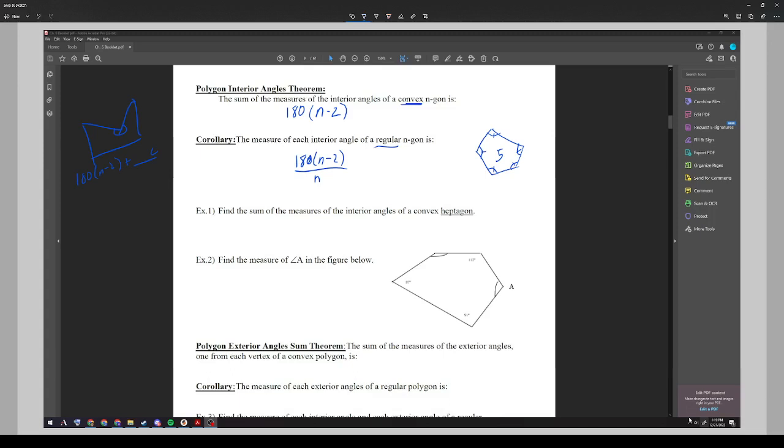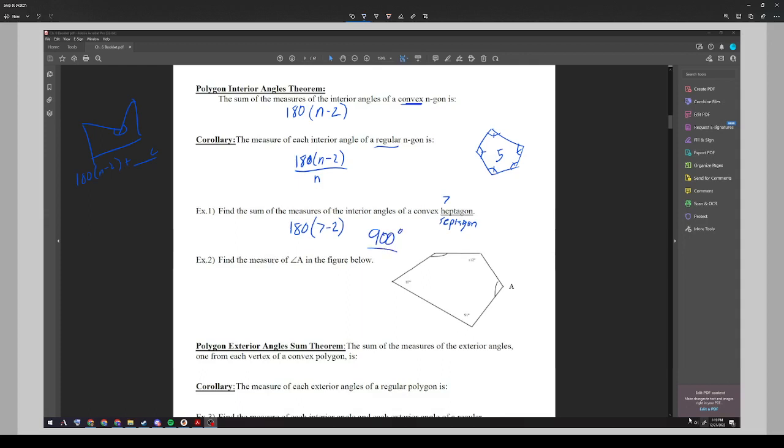Okay, find the sum of the interior measures of a convex heptagon. So hep means 7. Remember, we can use heptagon or septagon for that one. Either one is acceptable. And if we have 7 sides, we need to do 180 times 7 minus 2. So that's 180 times 5. That's 500 plus 400, so that would be 900 degrees.